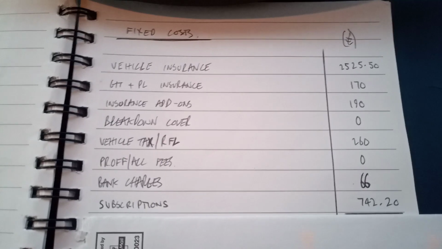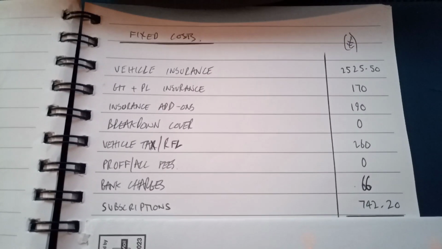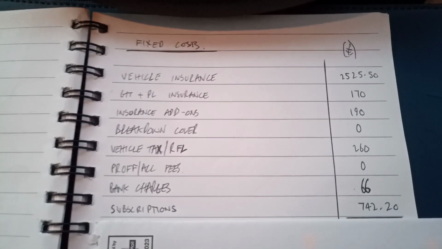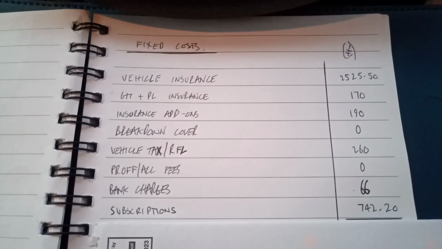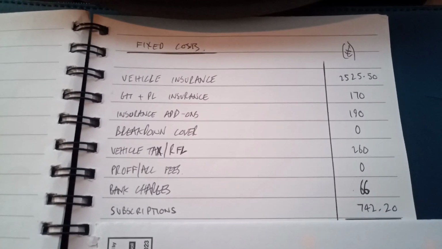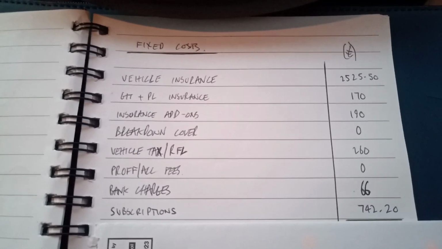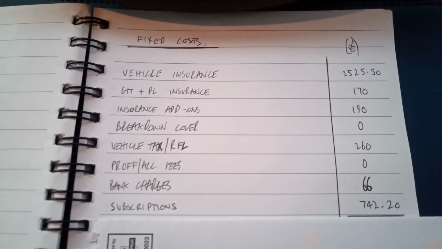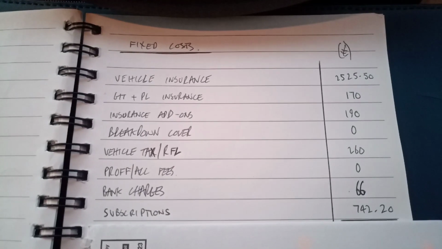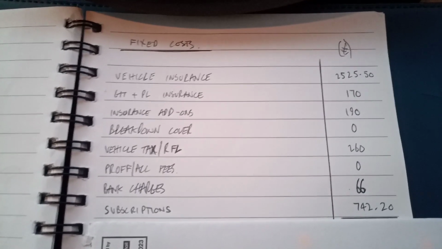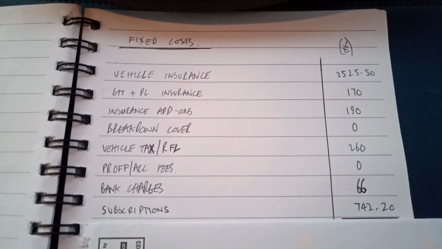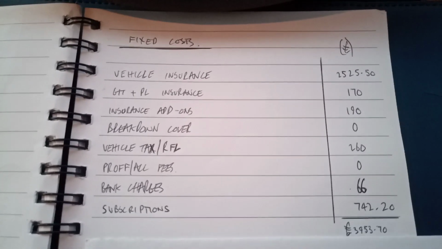Subscriptions, so £742.20. That is for my CX membership, which is the main one I've got. I used another subscription, Road Warrior, but that was only for a couple of months, so I've not bothered including that. If I ever go back to doing lots of multi-drop again, I might use that again. So that was for 12 months. They gave me a bonus 13th month, but I've just taken that as 12.